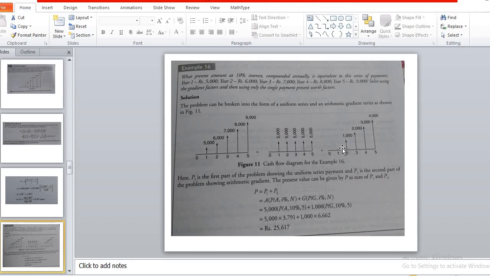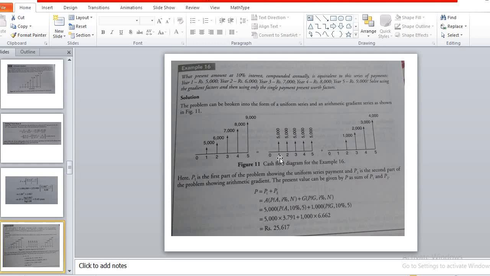If you divide this problem, or this condition, into two parts, the first part we divide as a uniform series payment.